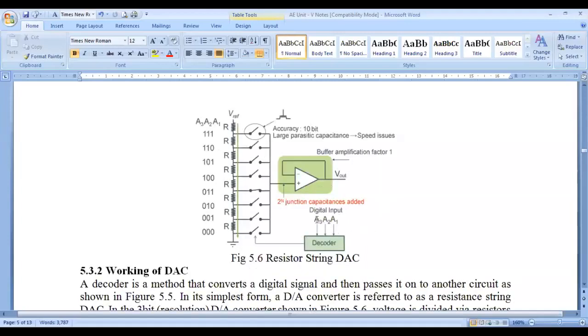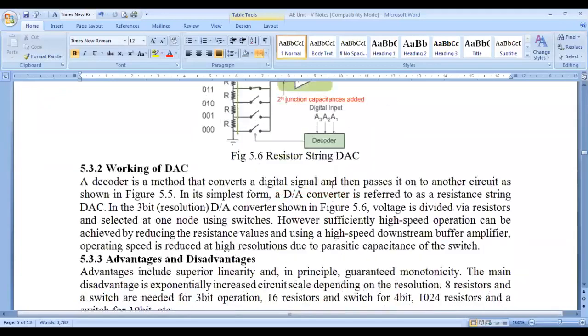Initially, the group of digital input signals will be given to the decoder. The decoder will control this switch matrix, and from the switch matrix, the output will be available to the op-amp, which in turn is available at the output terminal.